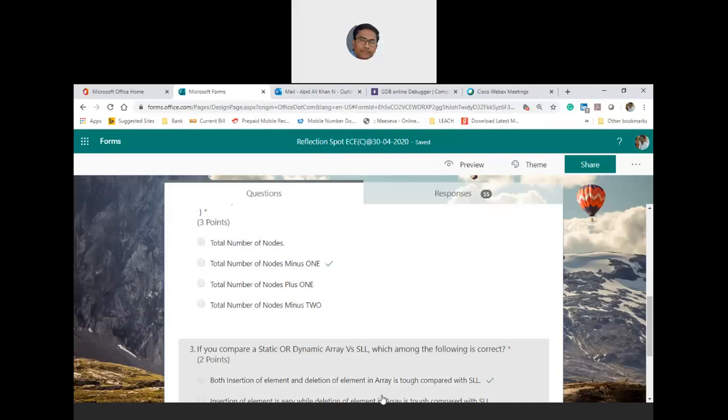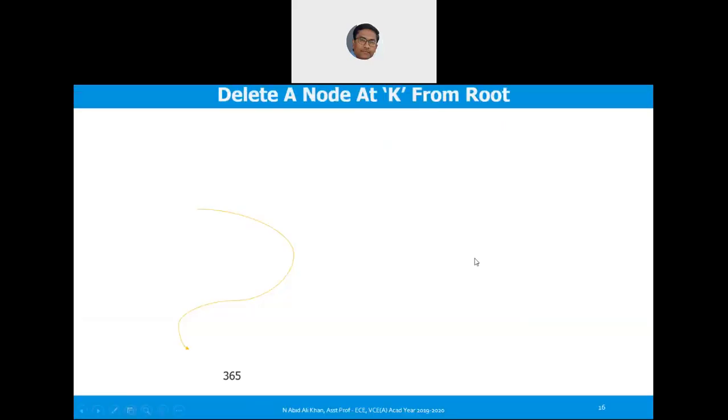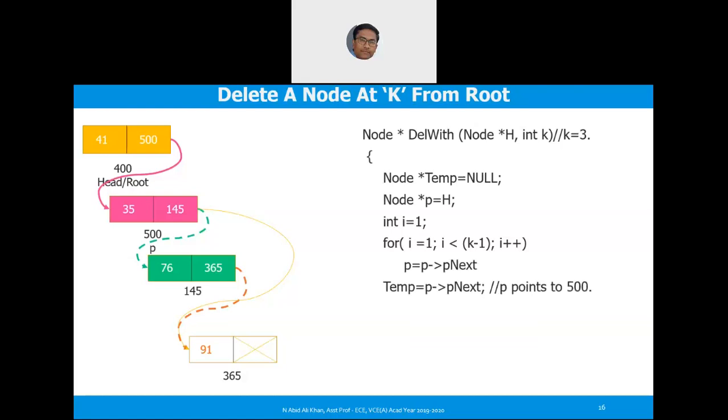Anyway, so let us go back to these other functions. Delete a node at k from root. This also can be done. If anybody wants me to repeat or implement, you tell me, I'll do that. Okay, so focus on this. You are asked to delete the third node. That means the node with value 76 needs to be deleted. So what has to be done? Take again node star temp.